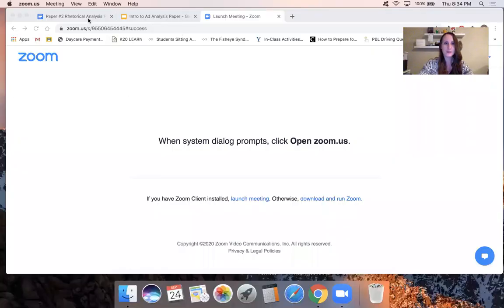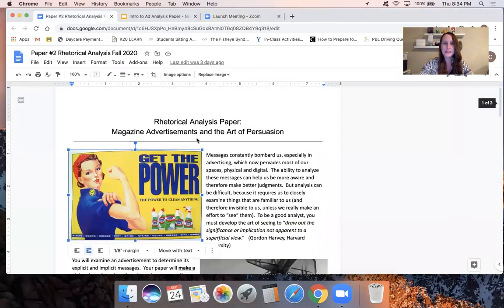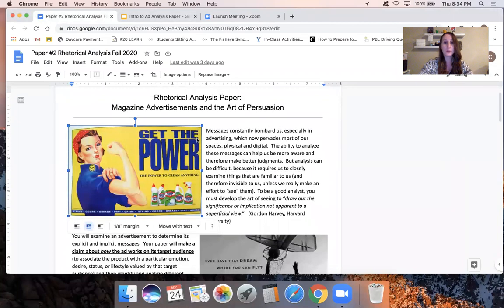Hi everyone, I want to give you some information regarding the next paper, which is an advertisement analysis, a rhetorical analysis type of paper. So let's take a look at a few things here. First of all, make sure you have taken a thorough look through the assignment sheet for paper number 2.